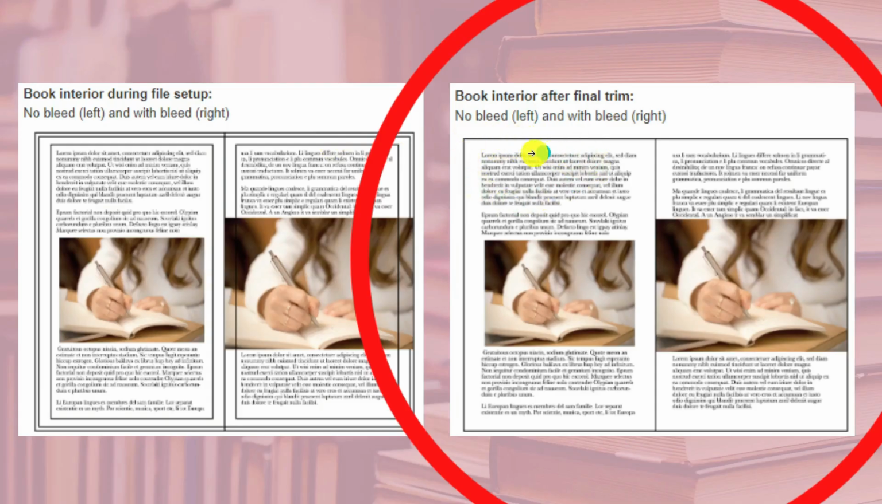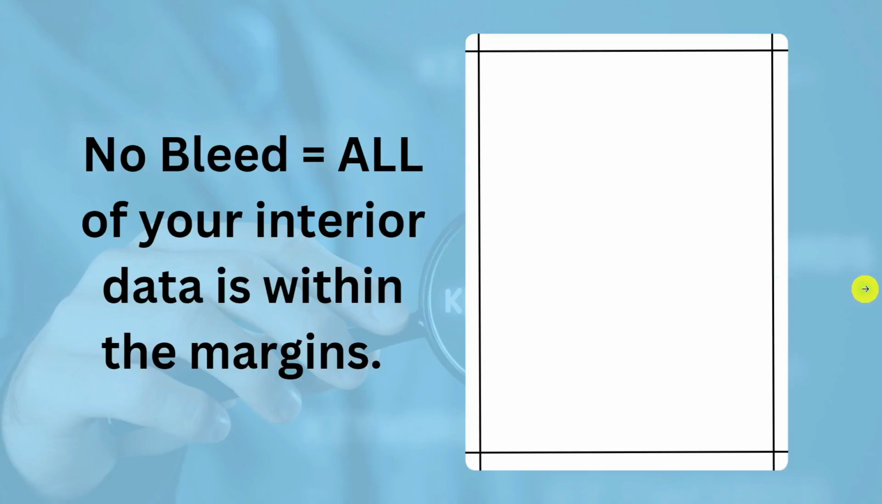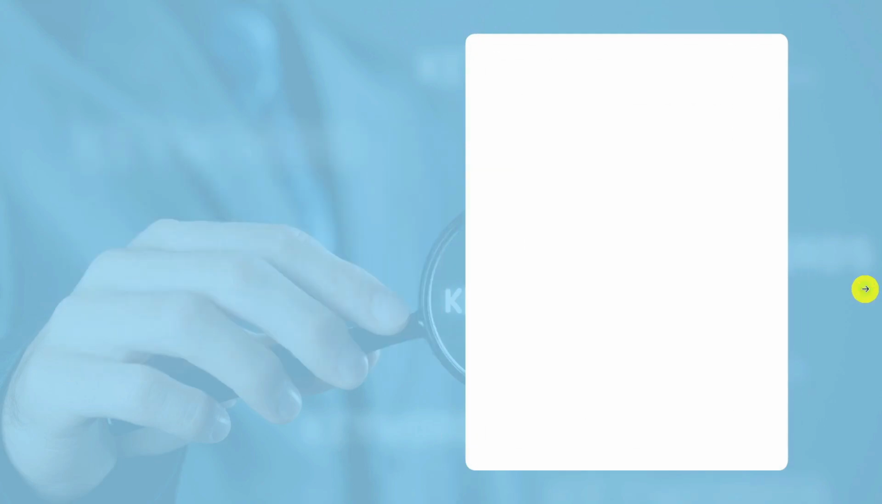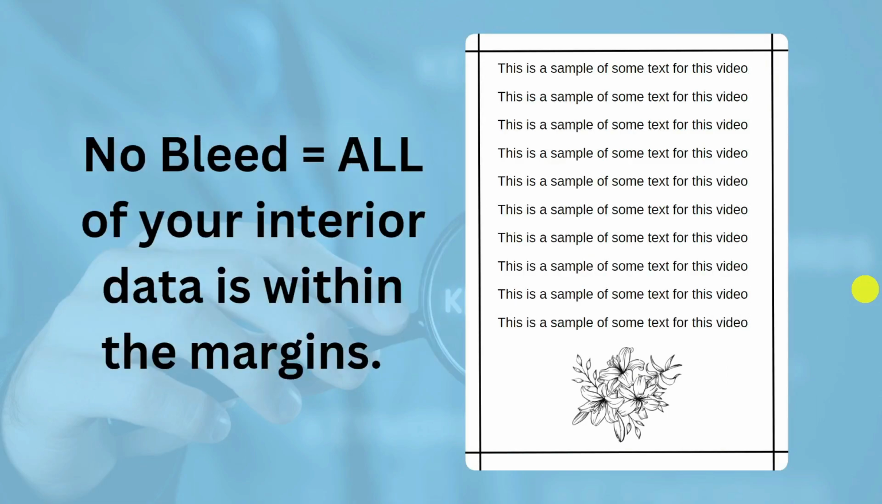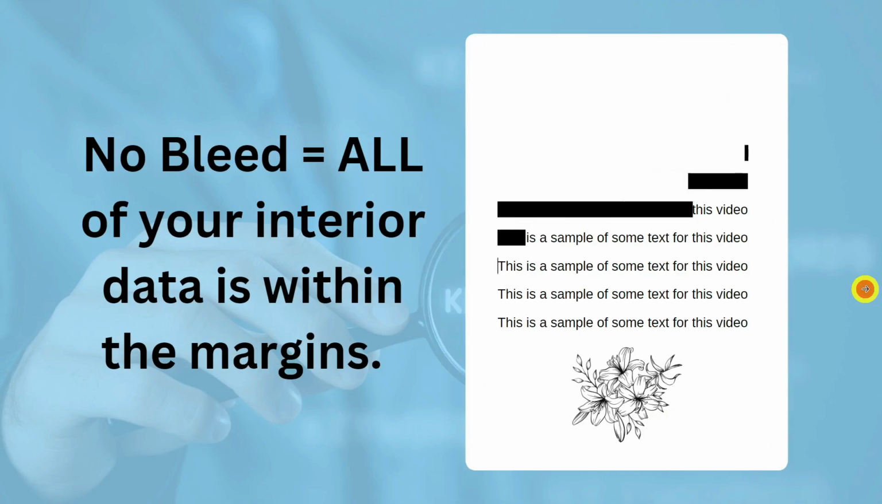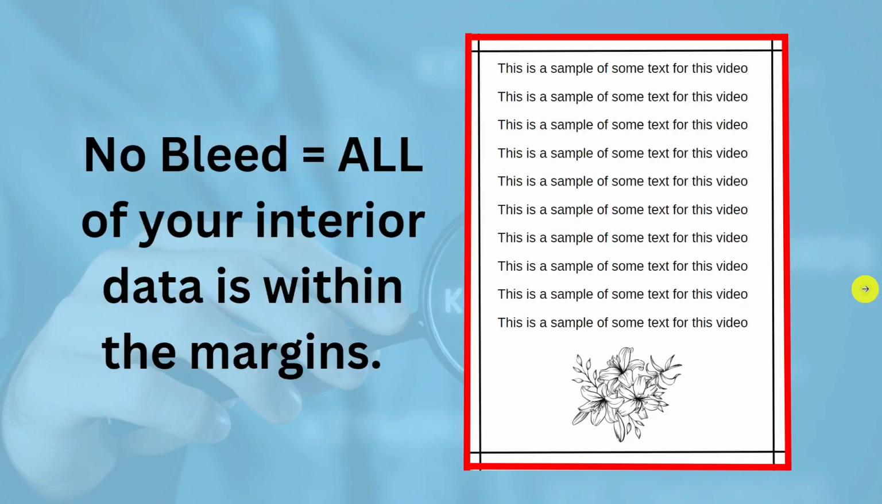Over here we can see what the page might look like after it has been printed, no bleed and with bleed. Here's another quick example of how this would work. With no bleed, all of your interior data is within the margins. Nothing is even close to the margins on this page, and it would very easily be trimmed with no problem. This is the area that would be trimmed.